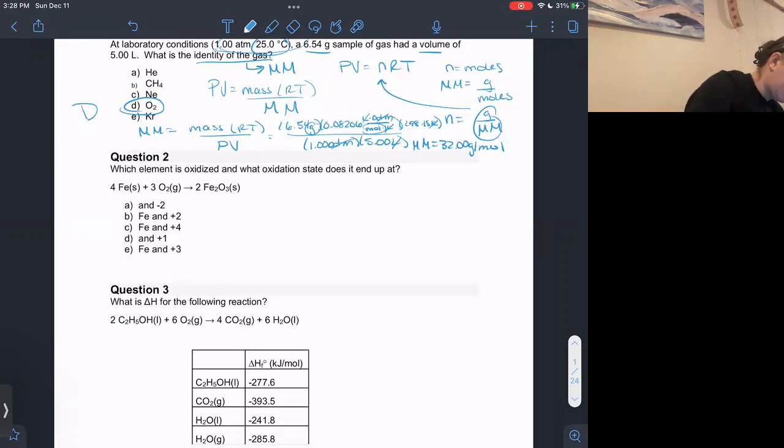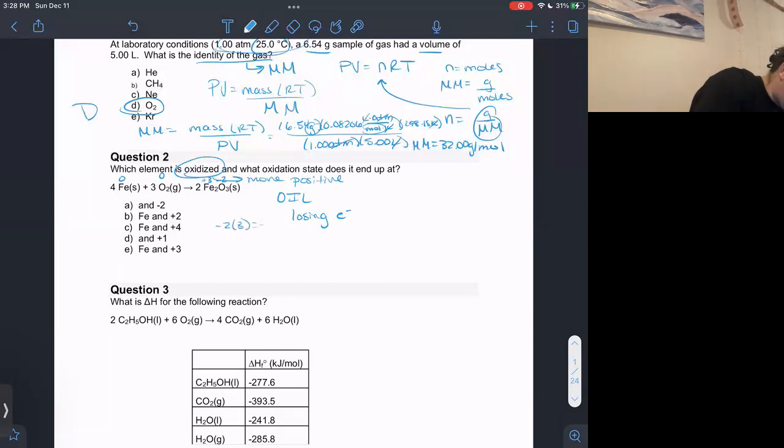Which element is oxidized and what oxidation state does it end up at? Oxidized, I know, is going to be more positive, and in terms of OIL, I want to be losing electrons. So oxygen will be 0 and iron will be 0. This becomes -2. This will be +3. So more positive.